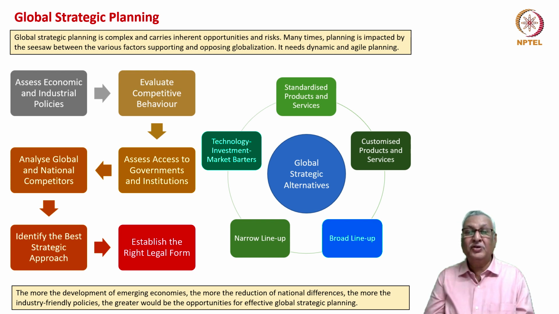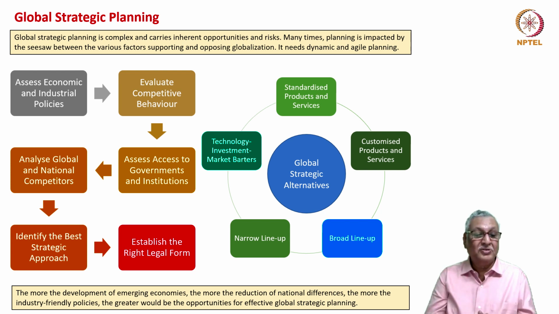Evaluation of competitive behavior in a nation. Is the nation wanting to be aggressive in terms of globalization or wants to be a kind of global average? Assess access to governments and institutions. How free is it to talk to these institutions and understand their viewpoint and also make our point? Analyze global and national competitors. Are they interested in the upliftment of the industry towards global standards, or are they interested in protecting just their local turf? That is an important indicator of the global and national competitors that are existing in the industry.